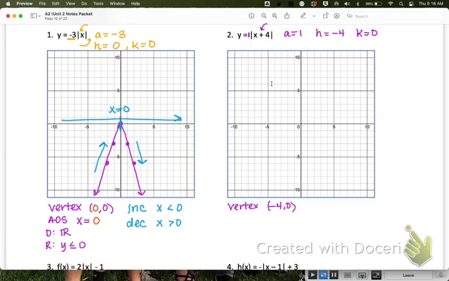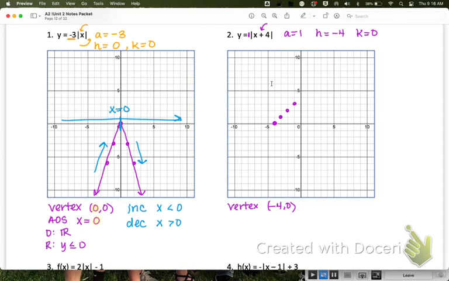Now let's think about transformations. That would tell me that this moves to the left 4 and up none, so it should be here. And that's exactly where the point -4, 0 is. Now the slope of our sides is just 1. So I'm going to go up 1 over 1, up 1 over 1.